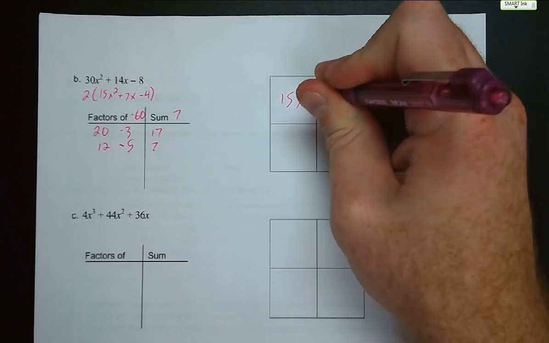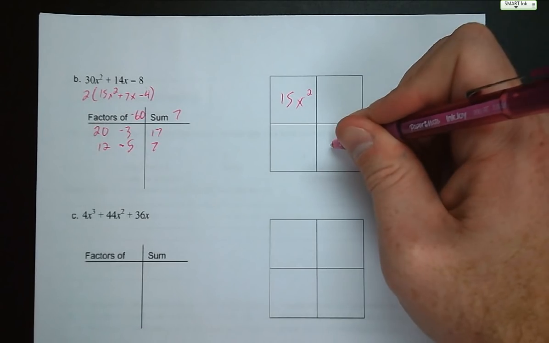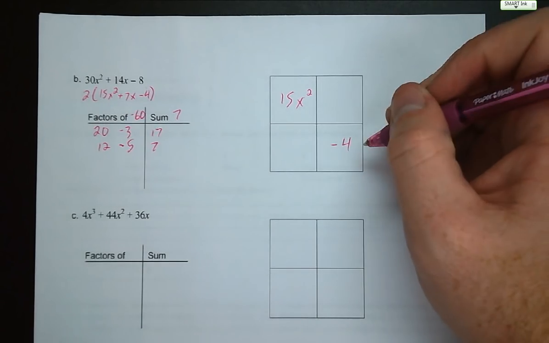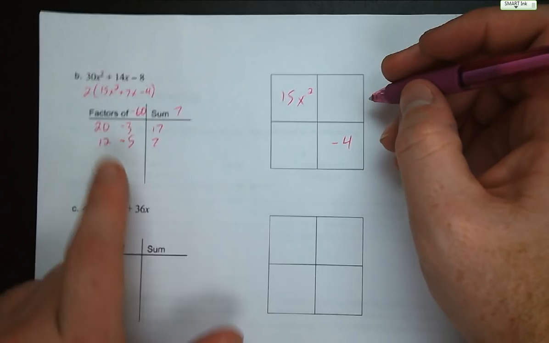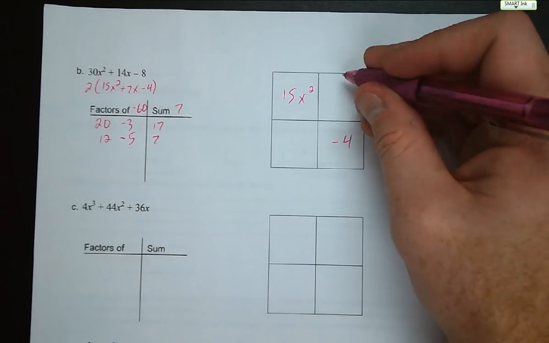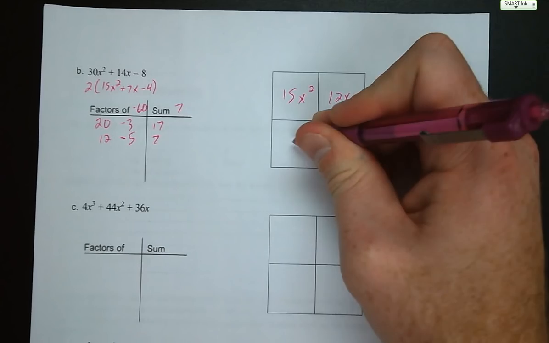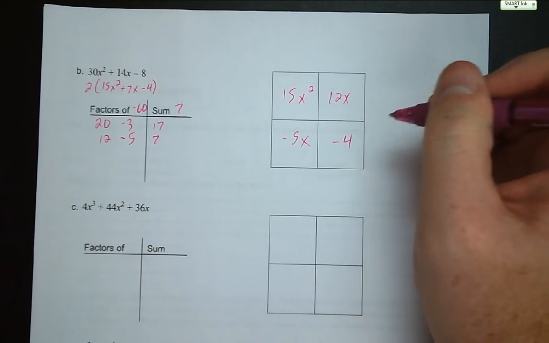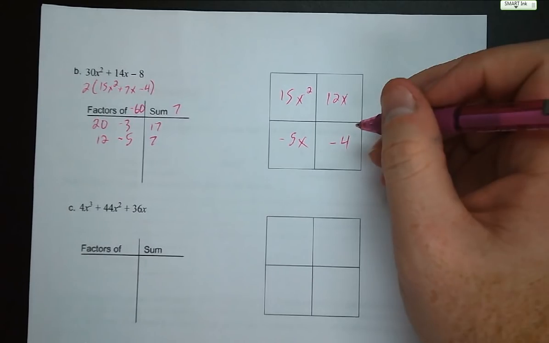15x squared, negative 4, so we got those two out of the equation that we had already pulled a common factor out of. Then we've got a 12x and a negative 5x. So we need to factor these terms.